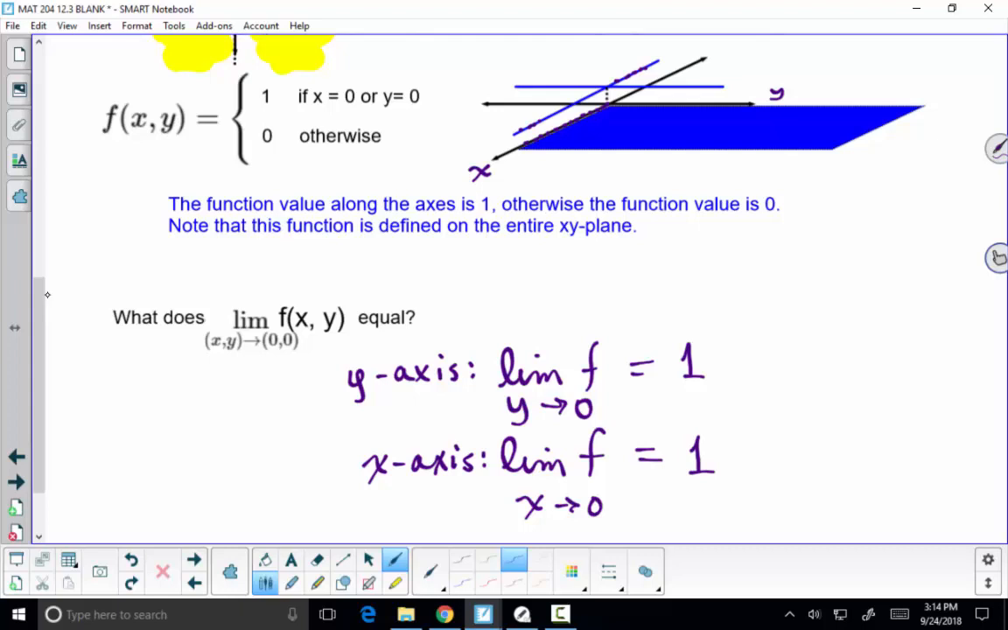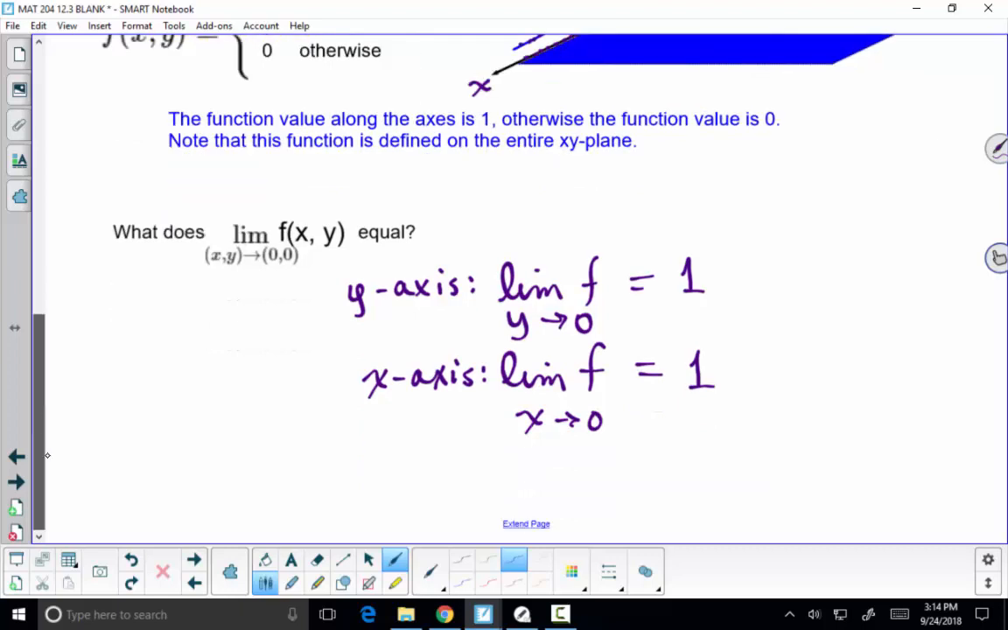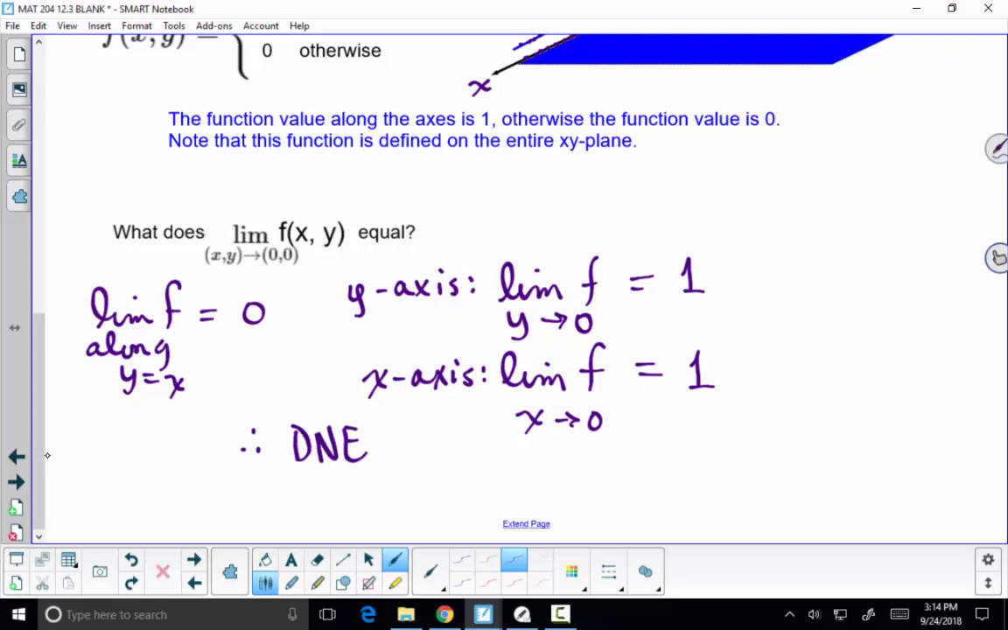But now, what if we come along y equals x? It's 0. So if we come to the origin along any other path except an axis, the limit is 0. So along y equals x, the limit of f equals 0. So therefore, the limit does not exist. And if the limit doesn't exist, the function is not continuous.